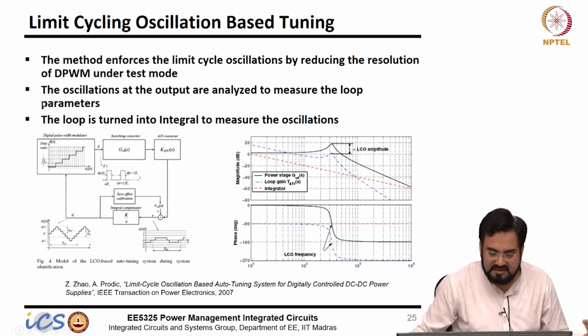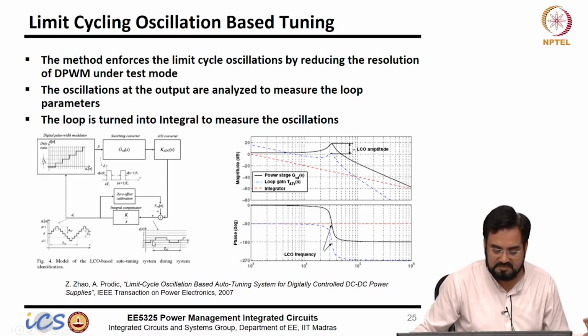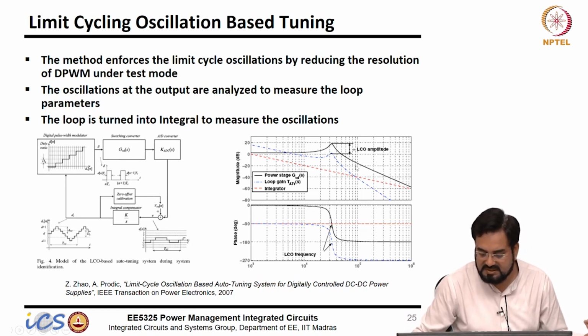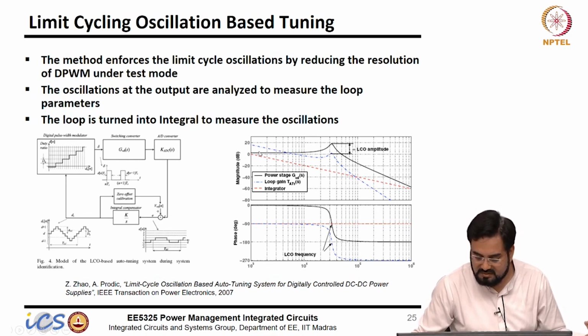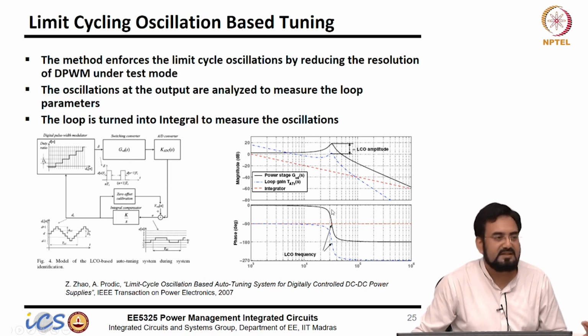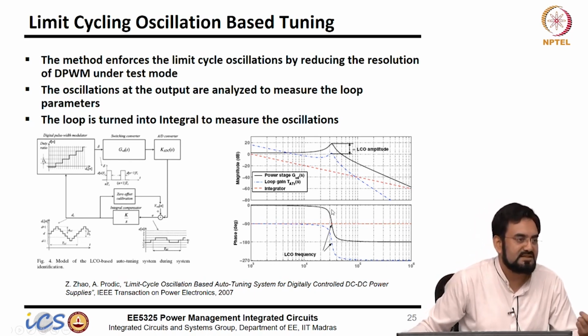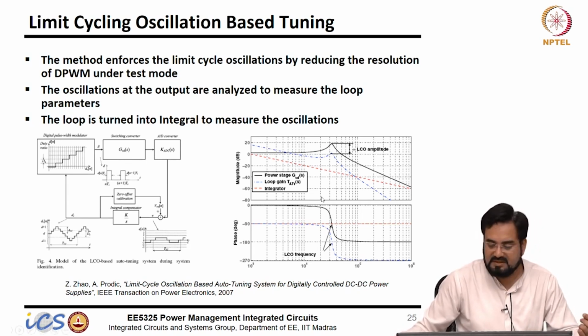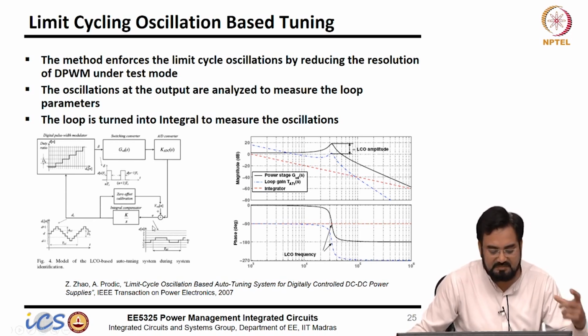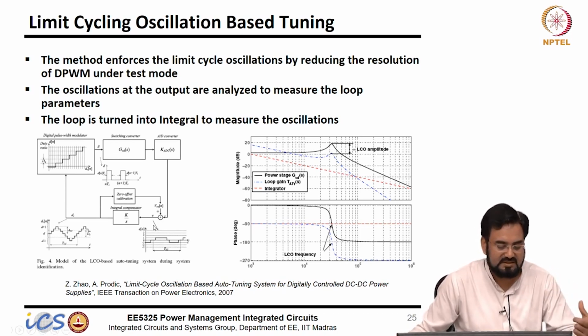This is another method, which is basically limit cycling oscillation based. What they do is, if you look at this uncompensated response, they literally force it into instability, but they want to make sure that when it is unstable, the amplitude is not that large.